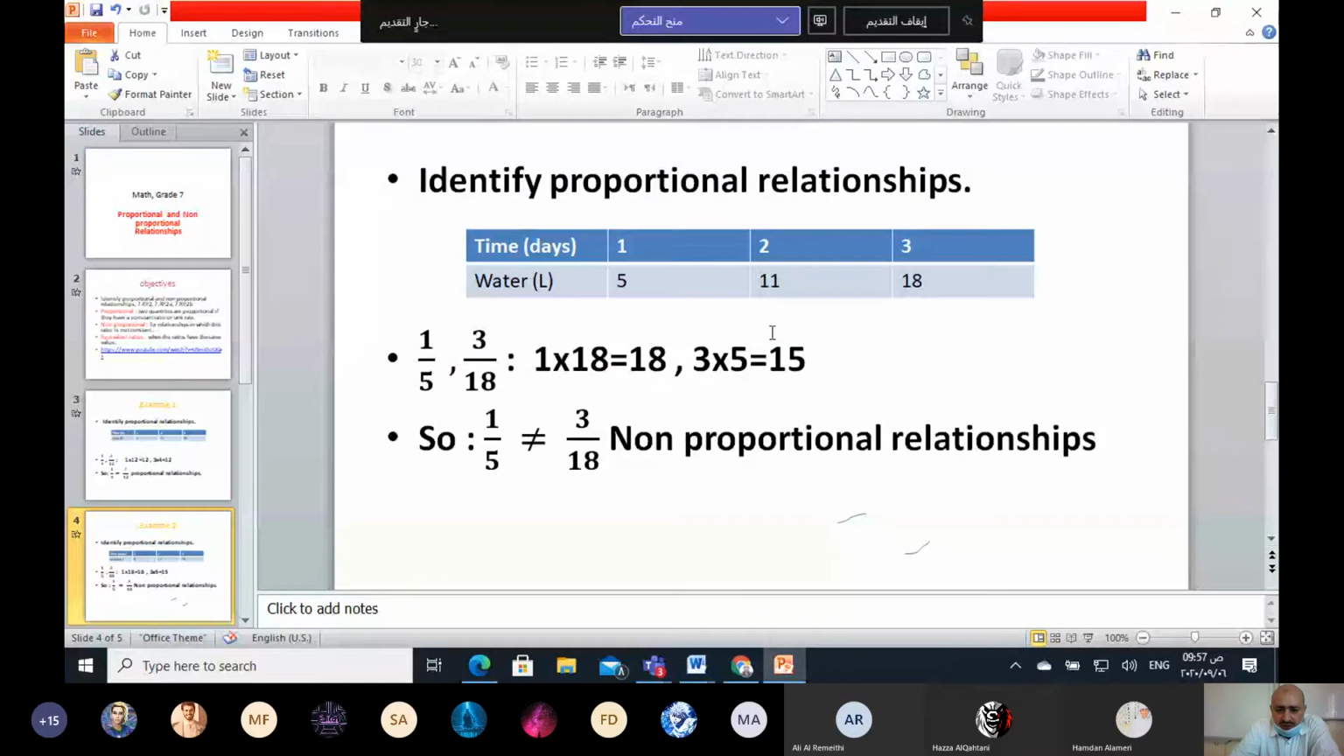It means 1 over 5 is not equal to 3 over 18, which means the ratios here are not equivalent because they don't have the same value. So that means non-proportional relationship. So this is our lesson today: how to know if we have proportional relationships or non-proportional relationships.